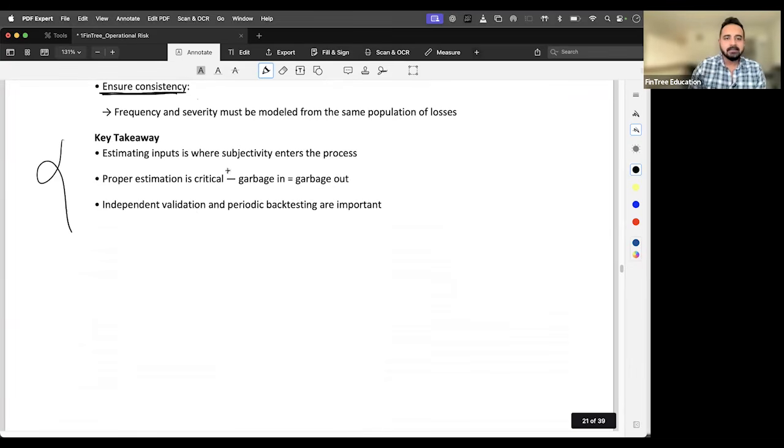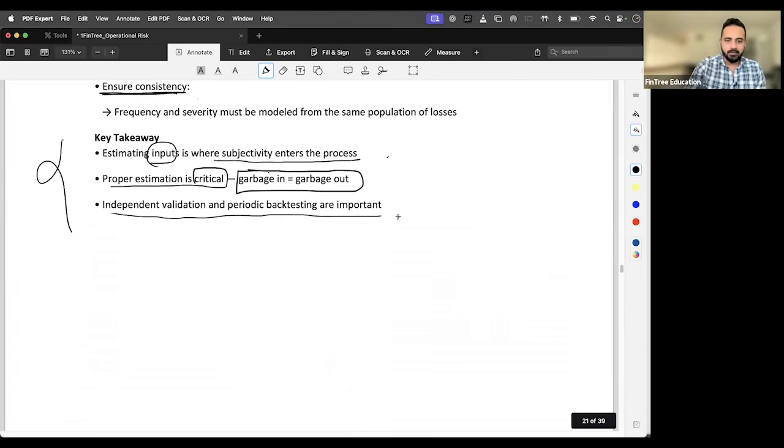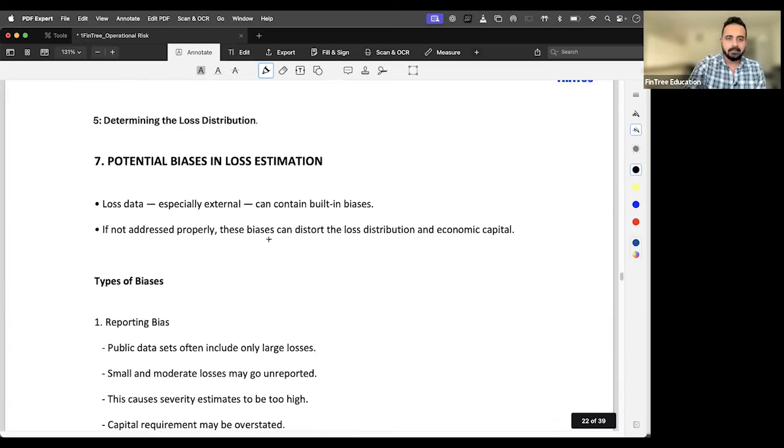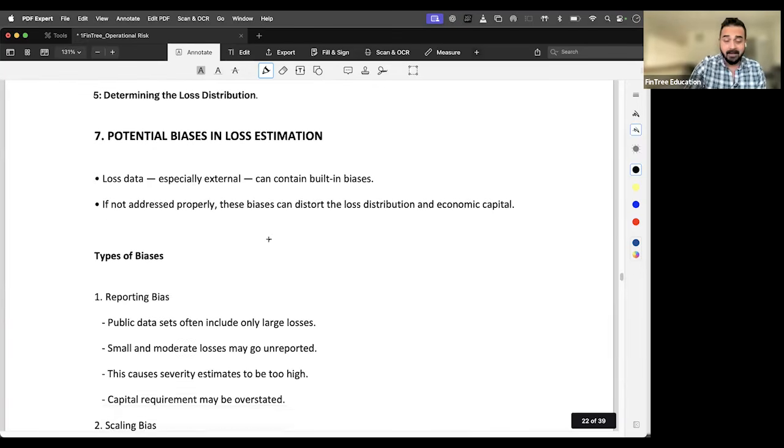Key takeaways. Estimating input is where subjectivity enters the process. Proper estimation is required. Remember, garbage in, garbage out. So if your model input is useless, then the model is kind of useless. Independent validation and periodic back testing are important. Then what biases can occur in the process?